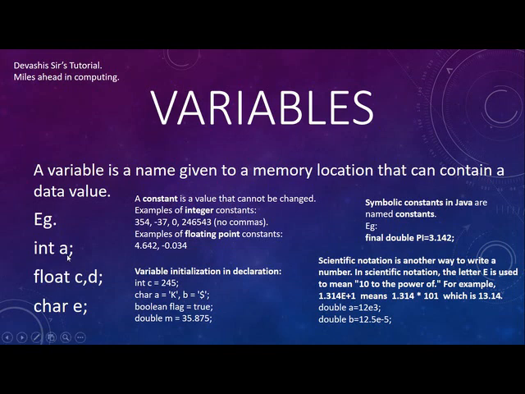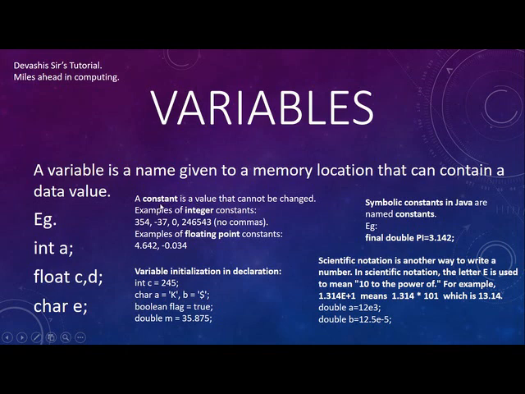Now you see this example, you see how we declare it. Int a, what does it mean? That means a is a variable of int data type, that is integer data type. Float c comma d. So c and d are two variables of float data type. Remember, float is used to represent numbers with decimal point. Char e, so we have a variable e to represent a character.